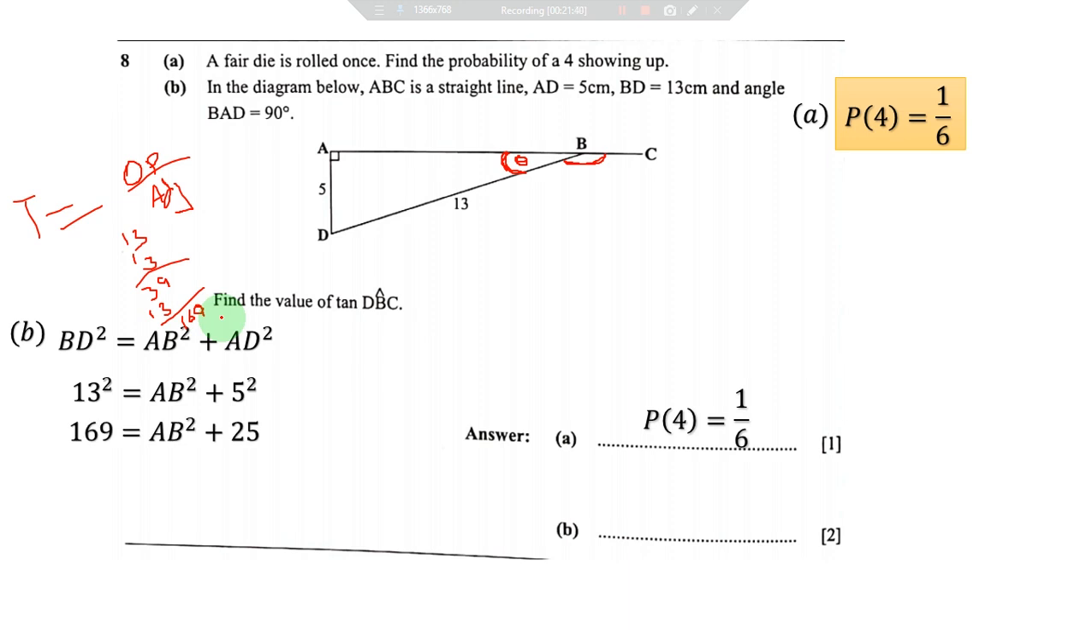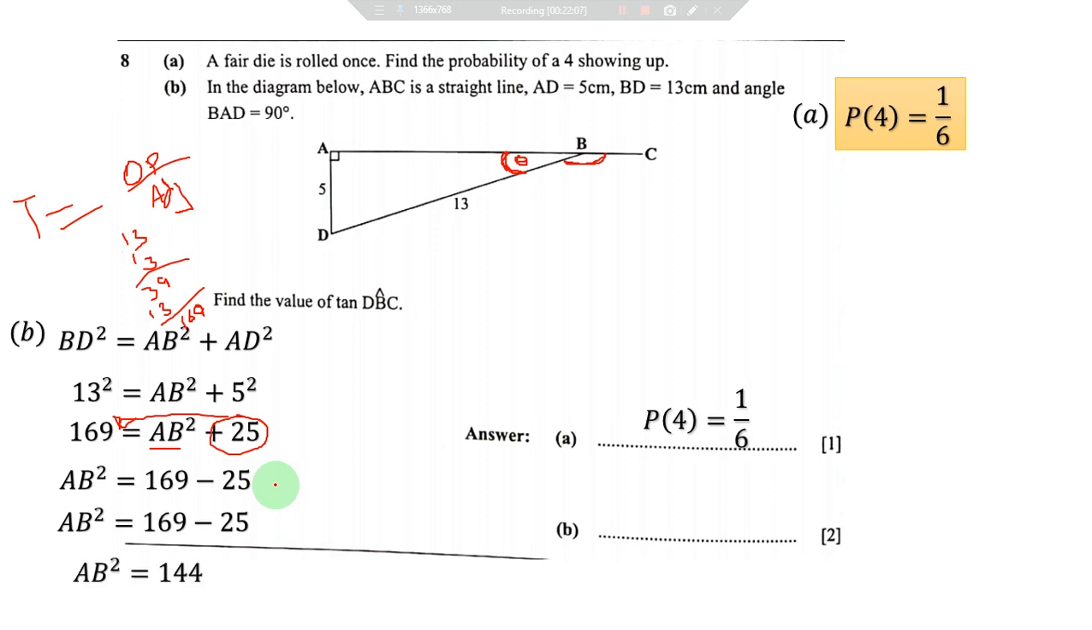From here, we just want to remain with AB squared. So this positive 25 has to cross the equal sign and go where the 169 is. So we'll have AB squared equals 169, and when 25 crosses, it becomes minus 25. So 169 minus 25 is 144.